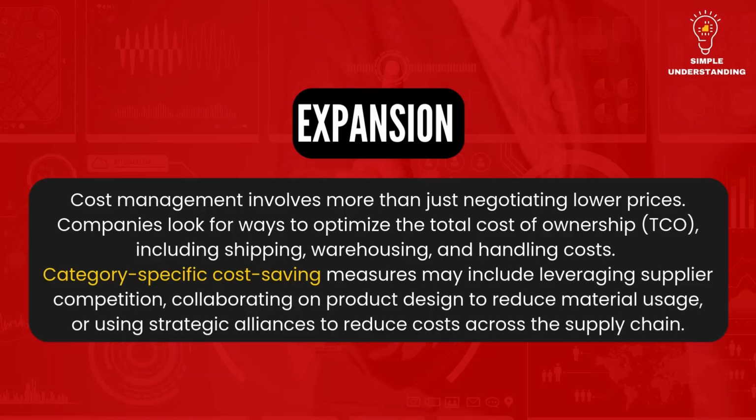Expansion. Cost management involves more than just negotiating lower prices. Companies look for ways to optimize the total cost of ownership, TCO, including shipping, warehousing, and handling costs. Category-specific cost-saving measures may include leveraging supplier competition, collaborating on product design to reduce material usage, or using strategic alliances to reduce costs across the supply chain.